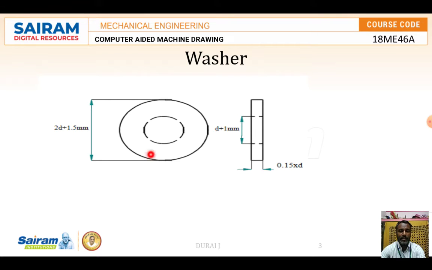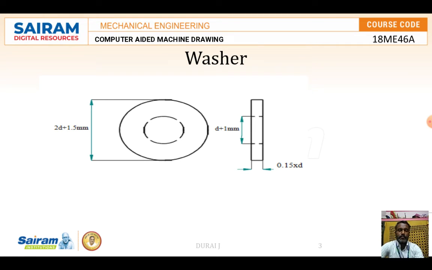If they give some value, the outer diameter we find with 2d plus 1.5 mm, and the inner diameter is d plus 1 mm. The diameter of the shaft is given. So the internal, or hole, diameter is d plus 1 mm. The thickness is 0.15 into d. This way we are going to design the washer.